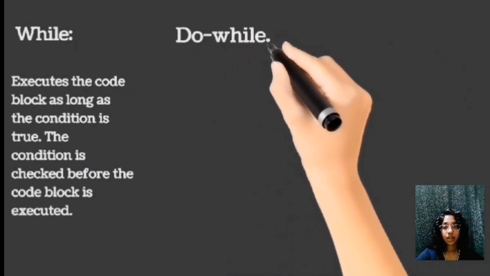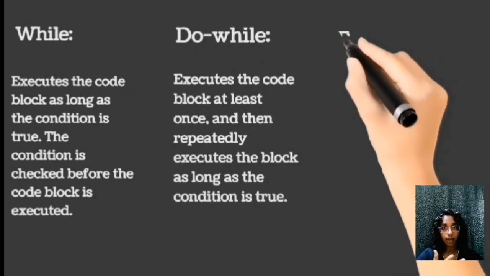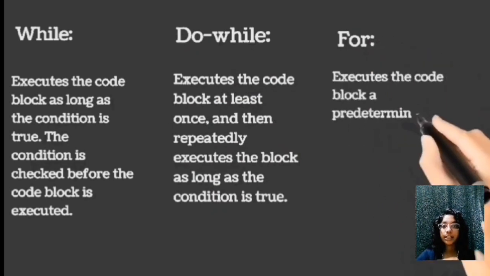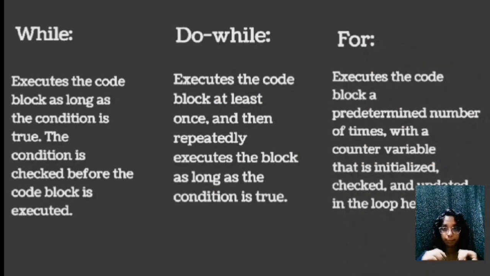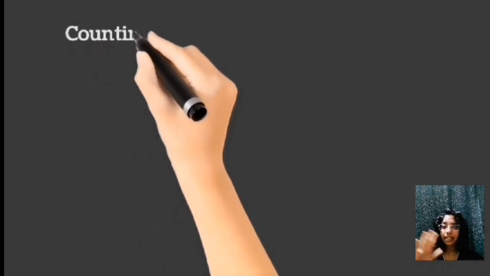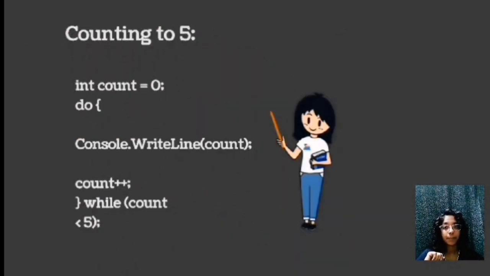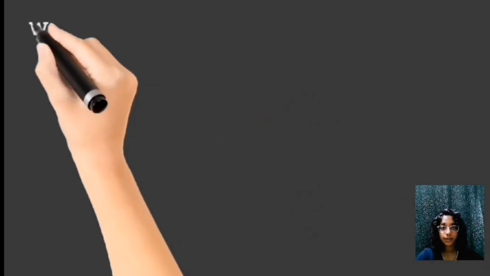Let's see that. A while loop executes the block as long as the condition is true, and for executes the block a predetermined number of times. But in contrast, do while executes a block of code at least once and then repeatedly executes it as long as the condition is true. Let's get a clear idea of this with an example. Counting to 5. Here the count in the do block is printed 5 times because of the condition given in the while. That means in the output you will see the print statement of count 5 times.